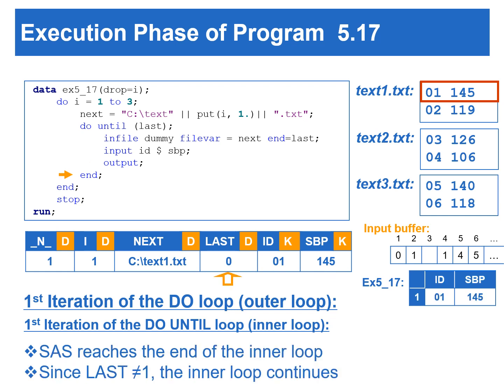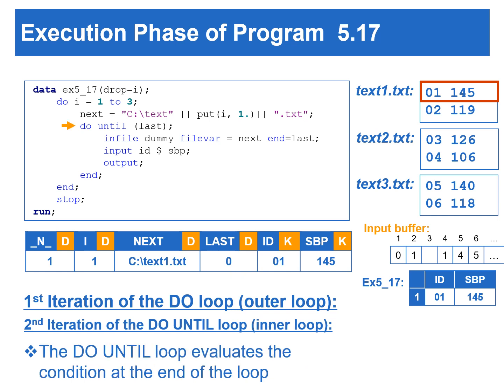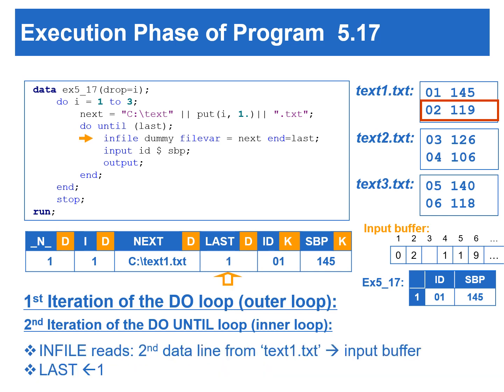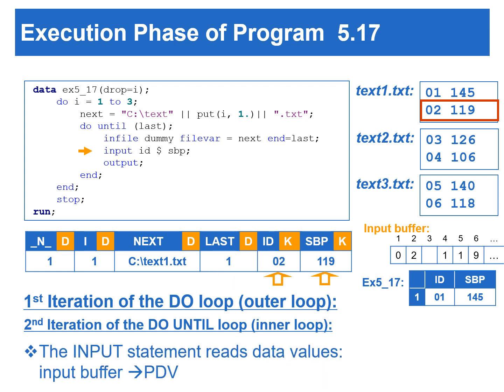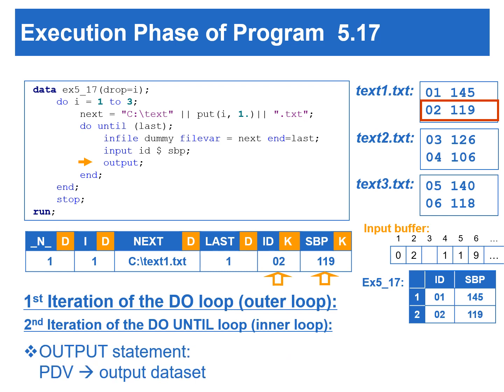SAS reaches the end of the inner loop. Since the temporary variable last does not equal 1, the inner loop continues. The do until loop only evaluates the condition, at the end of the loop. The infile statement copies the second data line, from the first input data to the input buffer. The input statement reads the data value, from the input buffer to the PDV. The output statement generates the second observation in the output data.